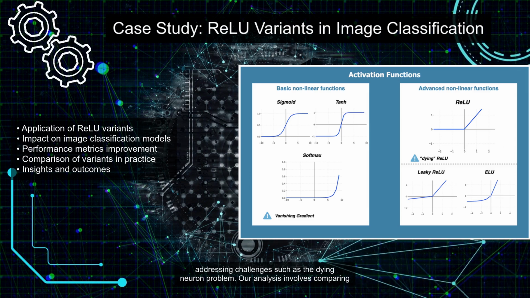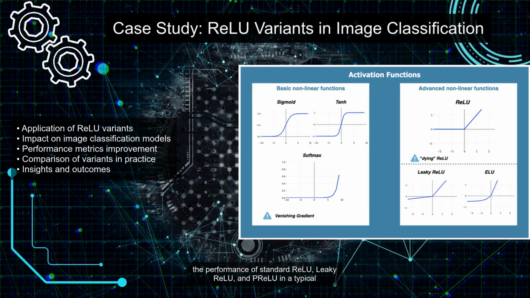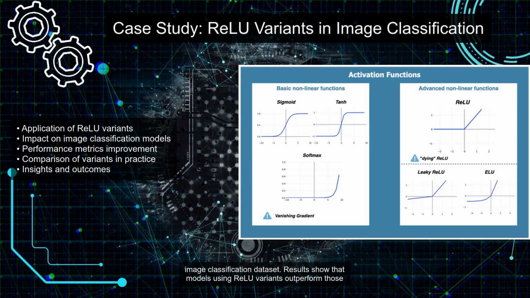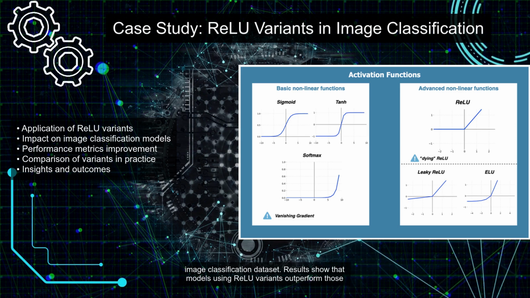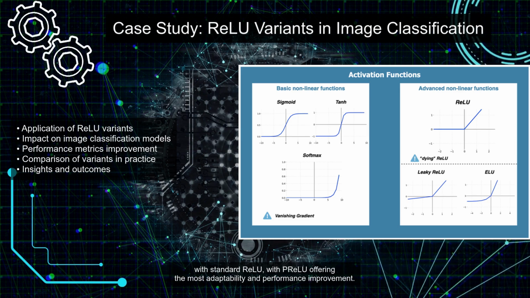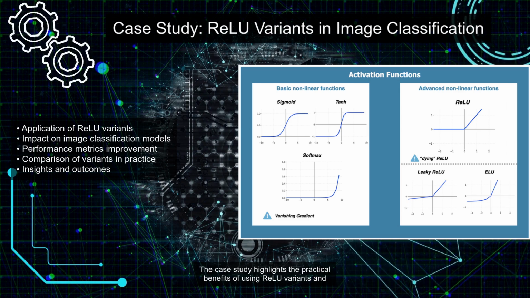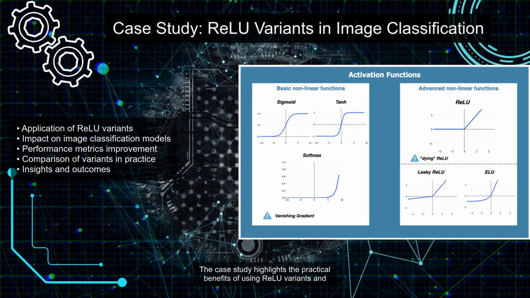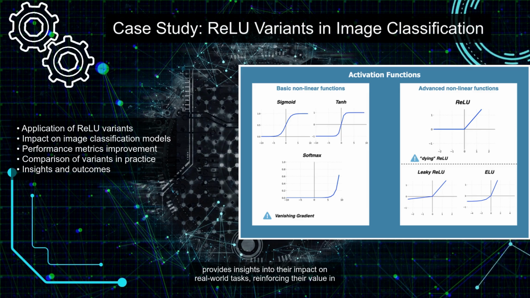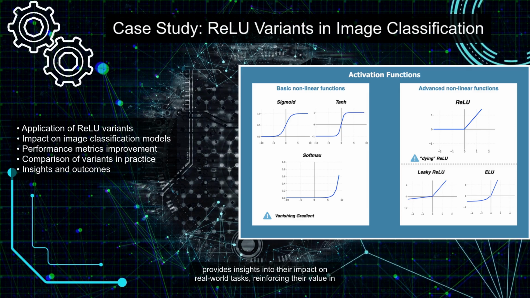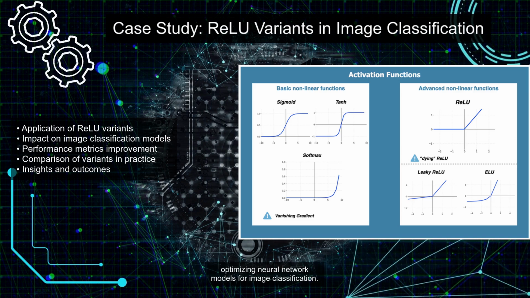dying neuron problem. Our analysis involves comparing the performance of standard ReLU, Leaky ReLU, and PReLU in a typical image classification dataset. Results show that models using ReLU variants outperform those with standard ReLU, with PReLU offering the most adaptability and performance improvement. The case study highlights the practical benefits of using ReLU variants and provides insights into their impact on real-world tasks, reinforcing their value in optimizing neural network models for image classification.